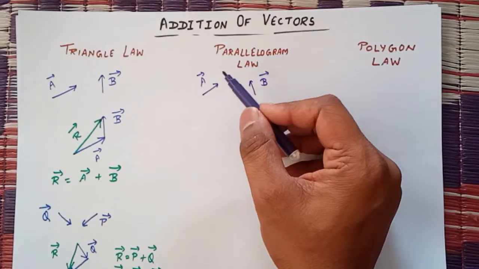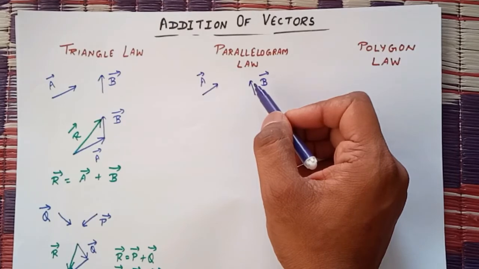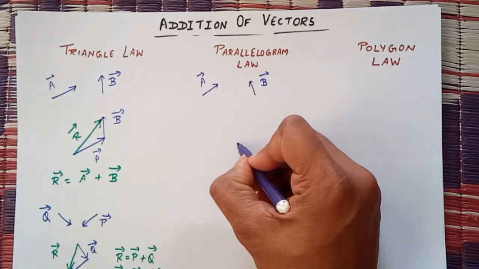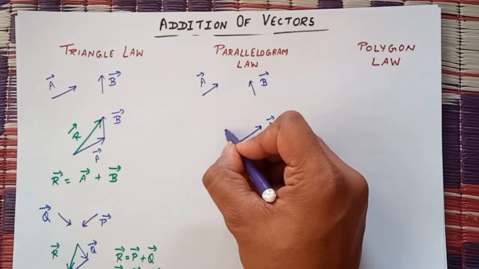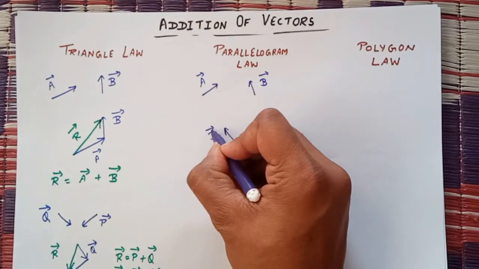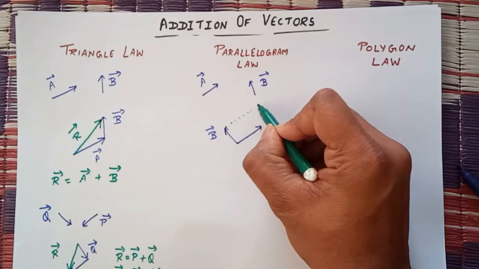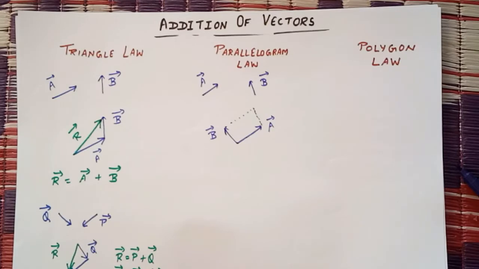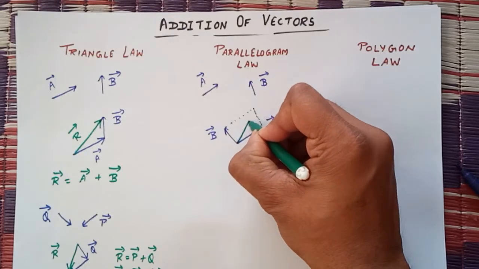So what I have to do, I have to arrange these two vectors such that they will represent the sides of a parallelogram such that they are having a common initial point. So I am shifting A vector here and B vector here. Now they have common starting point, and I can also say that they are forming an imaginary parallelogram. So their resultant will be the diagonal starting from that common point only. So this will be their resultant.